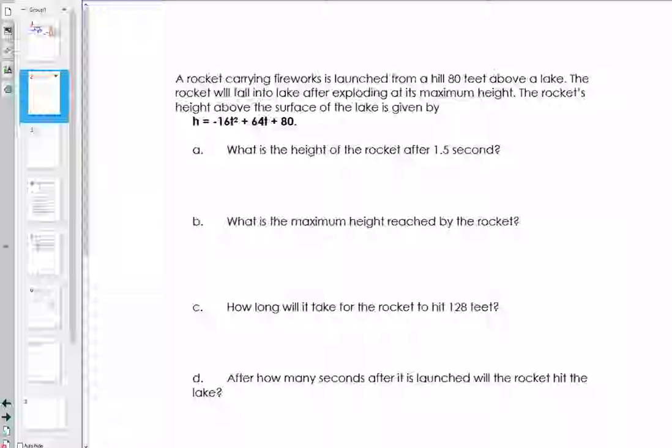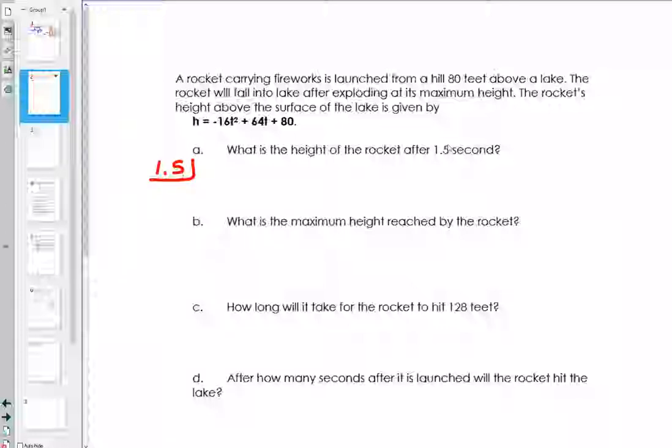Well, what does the H stand for? Height. What does the T stand for? Is 1.5 a time or a height? It's a time. So what most kids would do is they would get this 1.5 and they would plug it in for both T's. But if you want to be cool like me, I showed you an easier way of substitution. So let's do it my way.